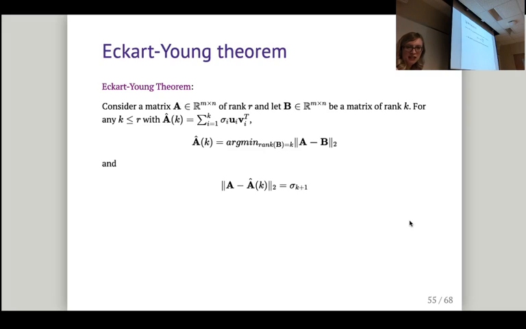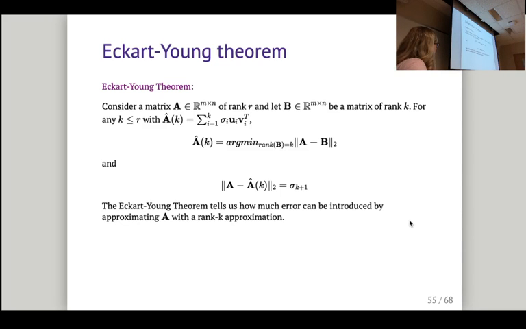Okay, so we'll skip spectral norm stuff. I'll show you this Eckart-Young theorem. You don't really need to know much about it except for this. There is a theorem that tells us how much error we can introduce by approximating A by a rank K approximation. Furthermore, we can place an upper bound on the error, so we can figure out the maximum error we're going to introduce in our image by doing this. That's all this theorem really gives us.